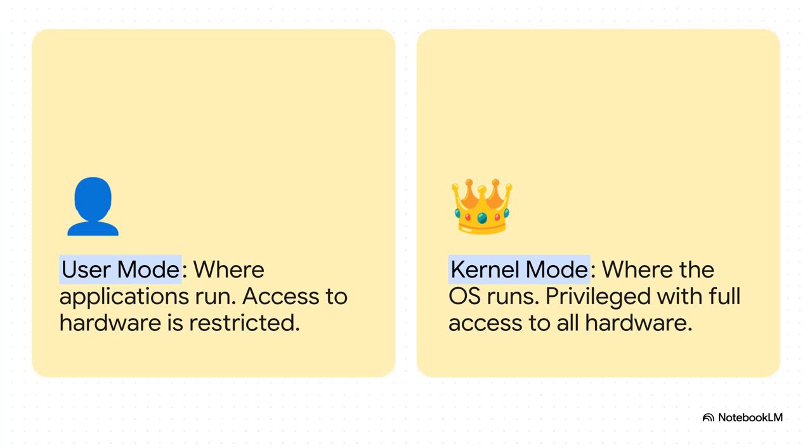Well, this protection comes from something called dual mode operation. See, all your applications, your browser, your games, whatever, they all run in this limited, restricted area called user mode. They can't just go and talk directly to the hardware. But the operating system, it runs in the super powerful, privileged kernel mode. And from there, it has total unlimited access to everything.